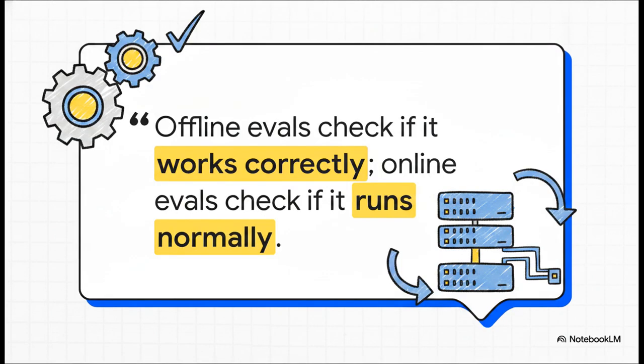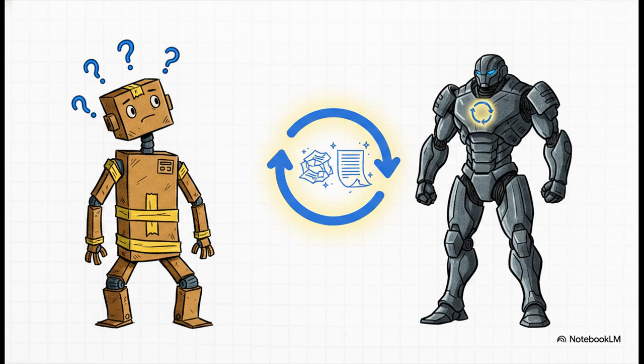I absolutely love this quote because it perfectly cements the complementary relationship we've been talking about all day. Offline evals check if your application works correctly. Online evals check if it runs normally. You simply cannot have one without the other. They are 2 halves of the exact same engine. This self-improving loop? This is the core takeaway of this entire everything blueprint. Today's live production failures literally become tomorrow's offline golden dataset. This continuous loop is exactly what separates the amateur chatbot wrappers from professional, bulletproof AI engineering.